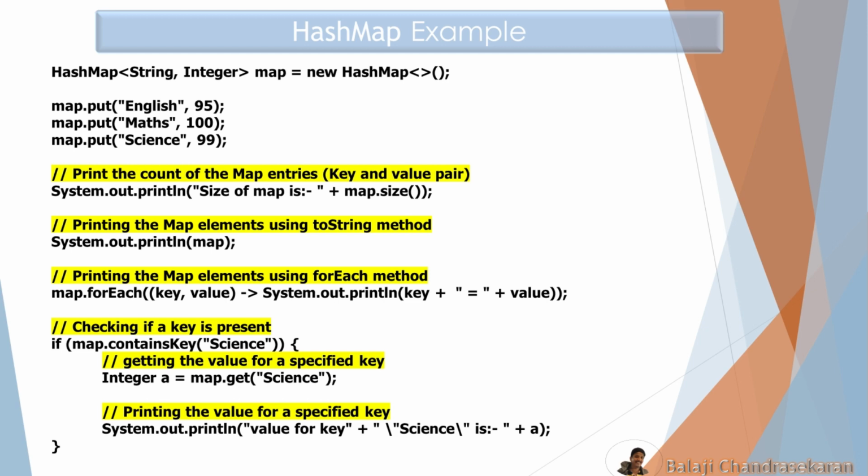The size method is used to show the count of the map entries added in the HashMap object instance. The next lines are written to print the map elements, which internally uses the toString method to print the map entries. The next statement is written to print the map elements using the forEach method. The containsKey method is called to check whether the science key exists in the object instance or not. The get method is used to get the value for the science key and then it's printed in the console.